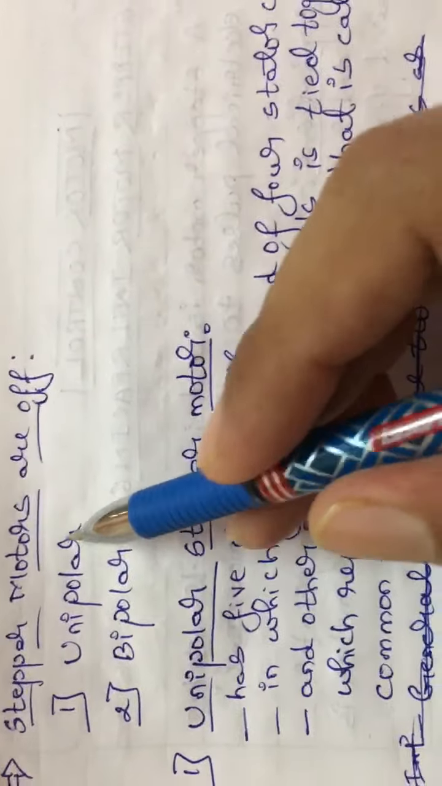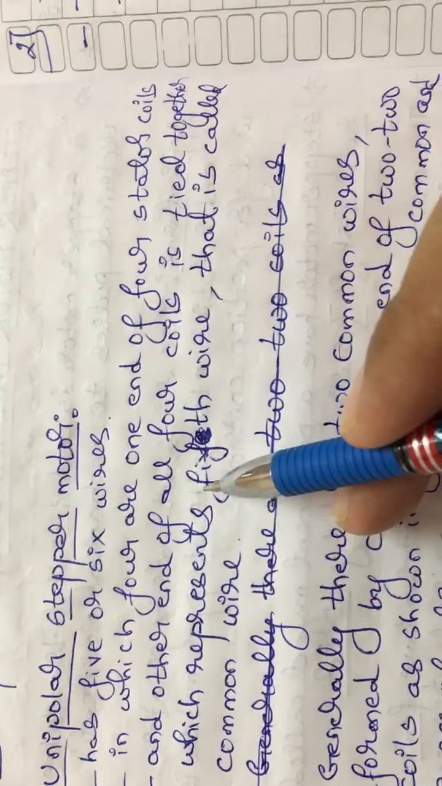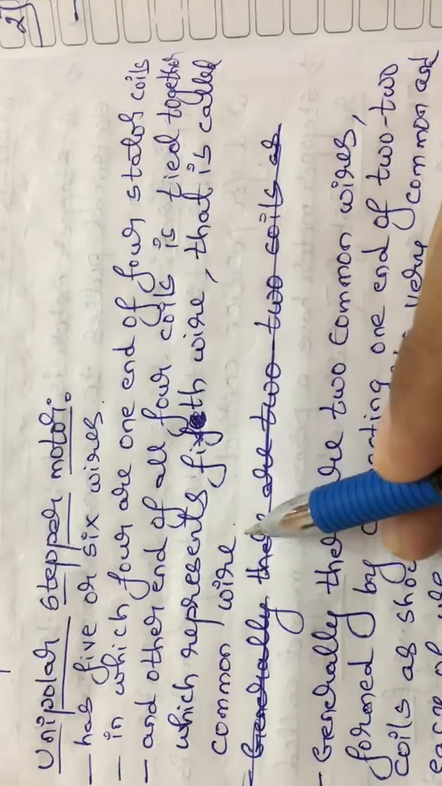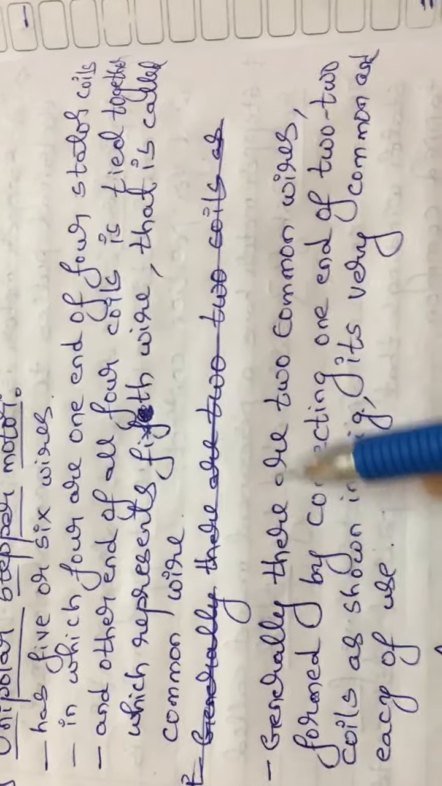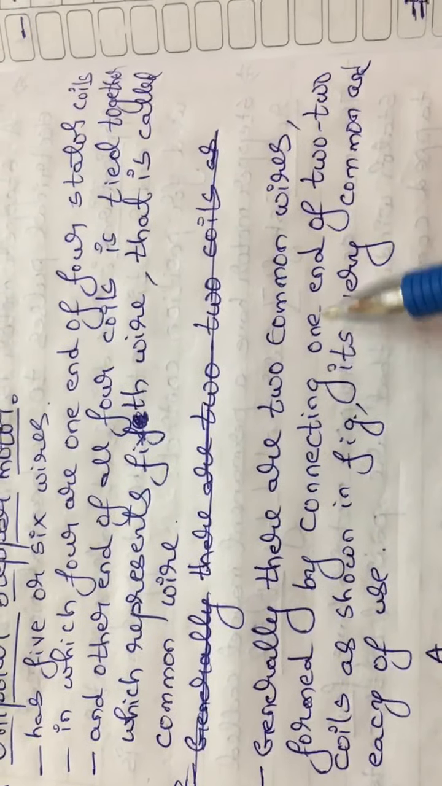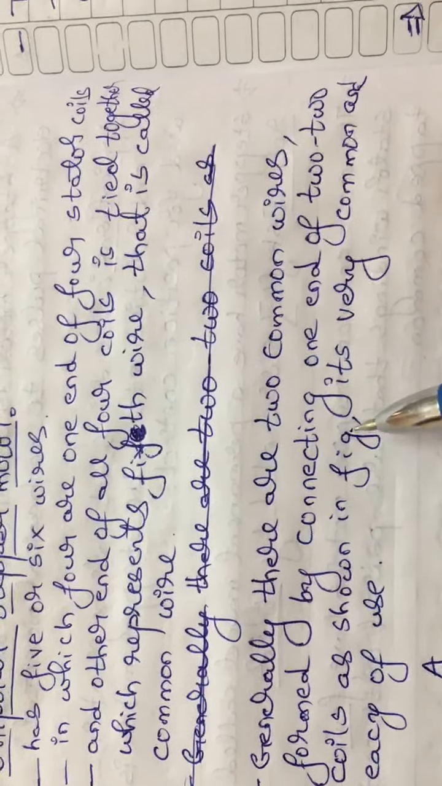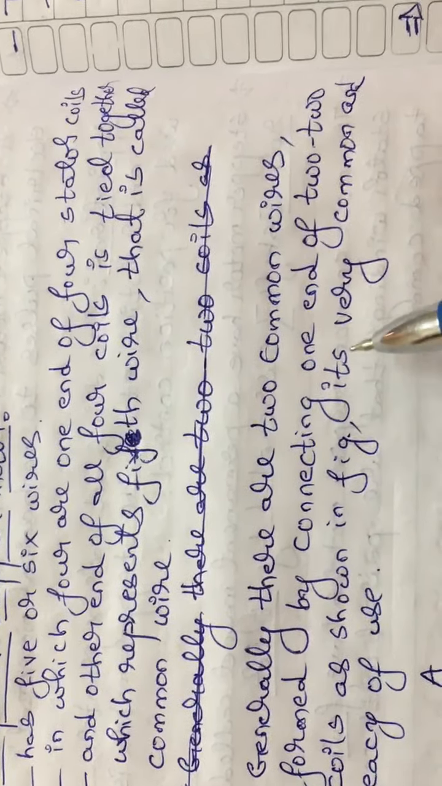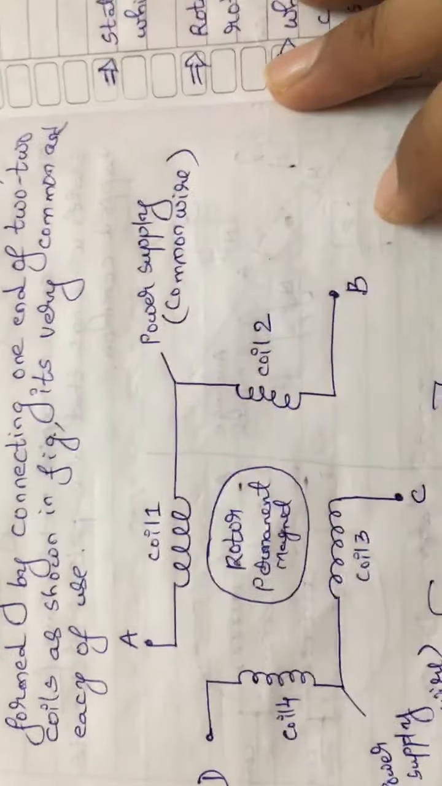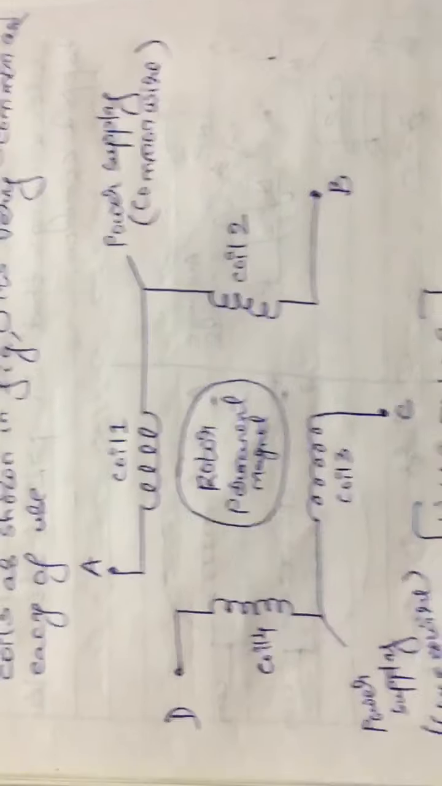In a unipolar stepper motor, it has 5 or 6 wires, in which 4 are one end of the 4 stator coils and the other end of all 4 coils is tied together, which represents the 5th wire, that is called the common wire. Generally there are 2 common wires formed by connecting one end of the two coils as shown in the figure. It's very common and easy to use. Usually in the market by default we are using the unipolar stepper motor only. How it looks is very simple.